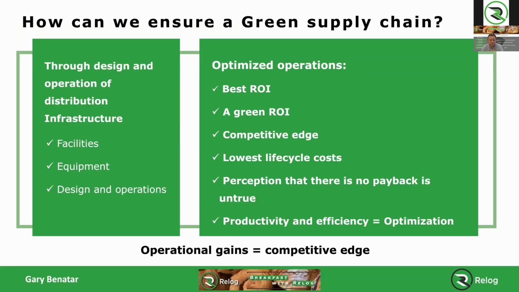So how can we ensure green supply chains? Through the design and operation of the distribution infrastructure, the facilities, the equipment, the design and operations. An operational, productive distribution center gives you a competitive edge, but is actually a green supply chain. So we're looking for the best ROI, but we're also looking for a green ROI. We're looking for lowest life cycle costs. And there's a perception there's no payback, but that's untrue. Today, productivity and efficiency equals optimization and equals a green supply chain. So to us, we've proven it's actually a very exciting area to be working in, to make sure that we're dealing with sustainability.